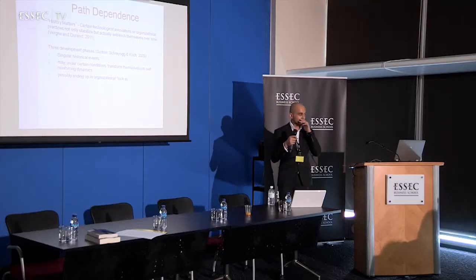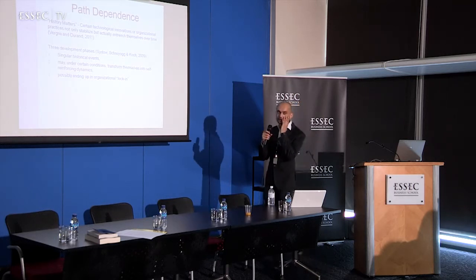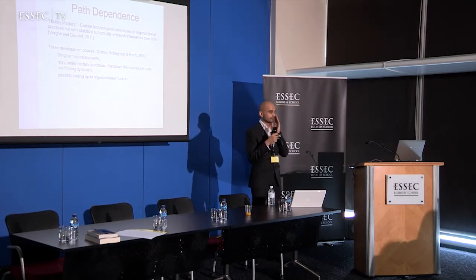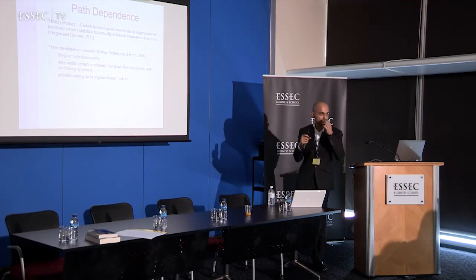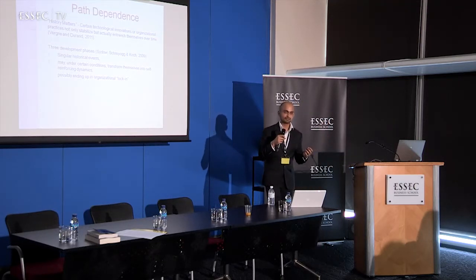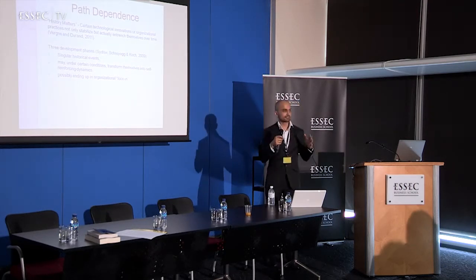So path dependence here I've characterized as having three different phases, based on the AMR piece in 2009, a very, very nicely written piece. In particular, you have three development phases. First, you have a singular historic event, and through time, you have certain reinforcement processes that eventually end up locking in one particular path. What's key about this whole process is that these paths are not necessarily efficient, as with the example of QWERTY.